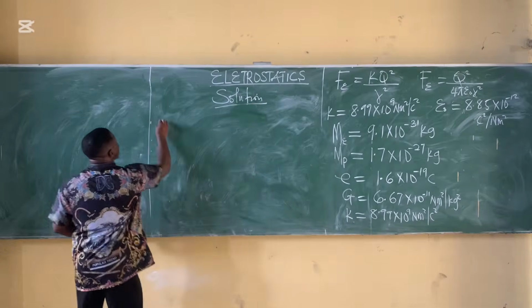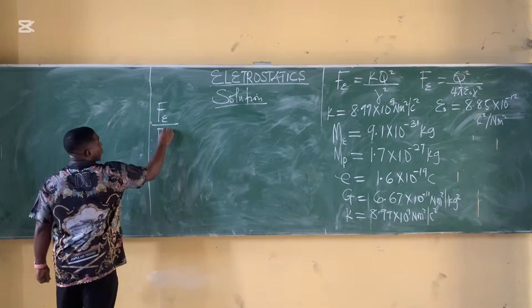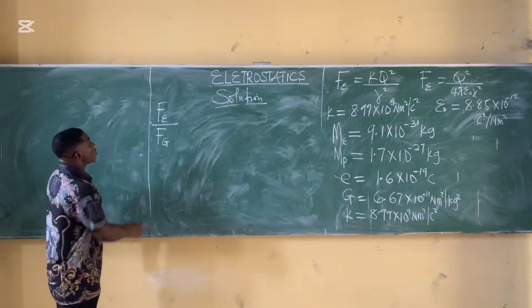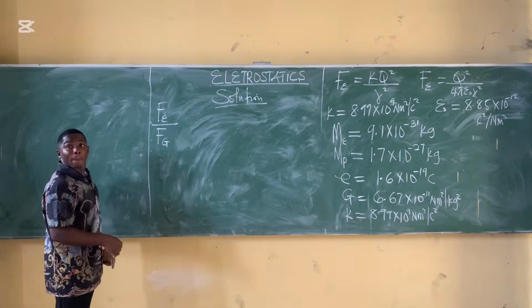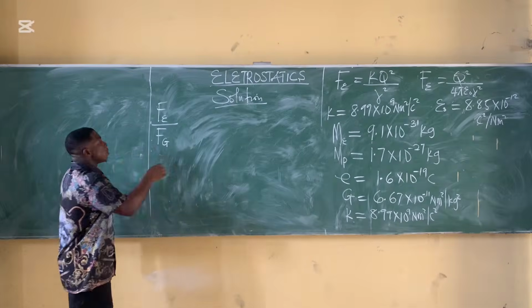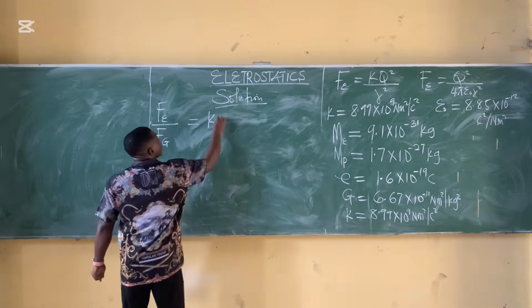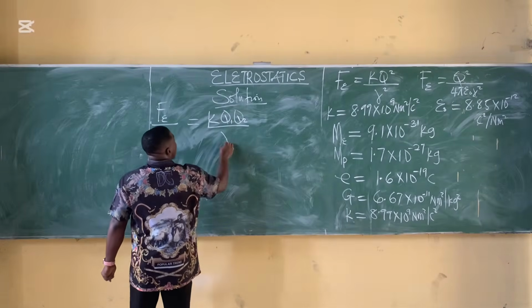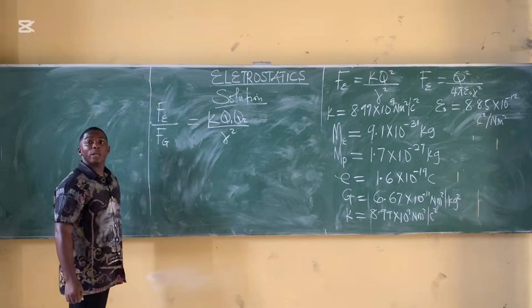Solution. They said you should compare what? You should compare the electric to the gravitational force, isn't it? So what I'm looking for is electric to gravitational. If they say gravitational to electric, gravitational will be up. Good. So I know that electric force is Coulomb's law. Fe is K Q1 Q2 over R squared, isn't it?